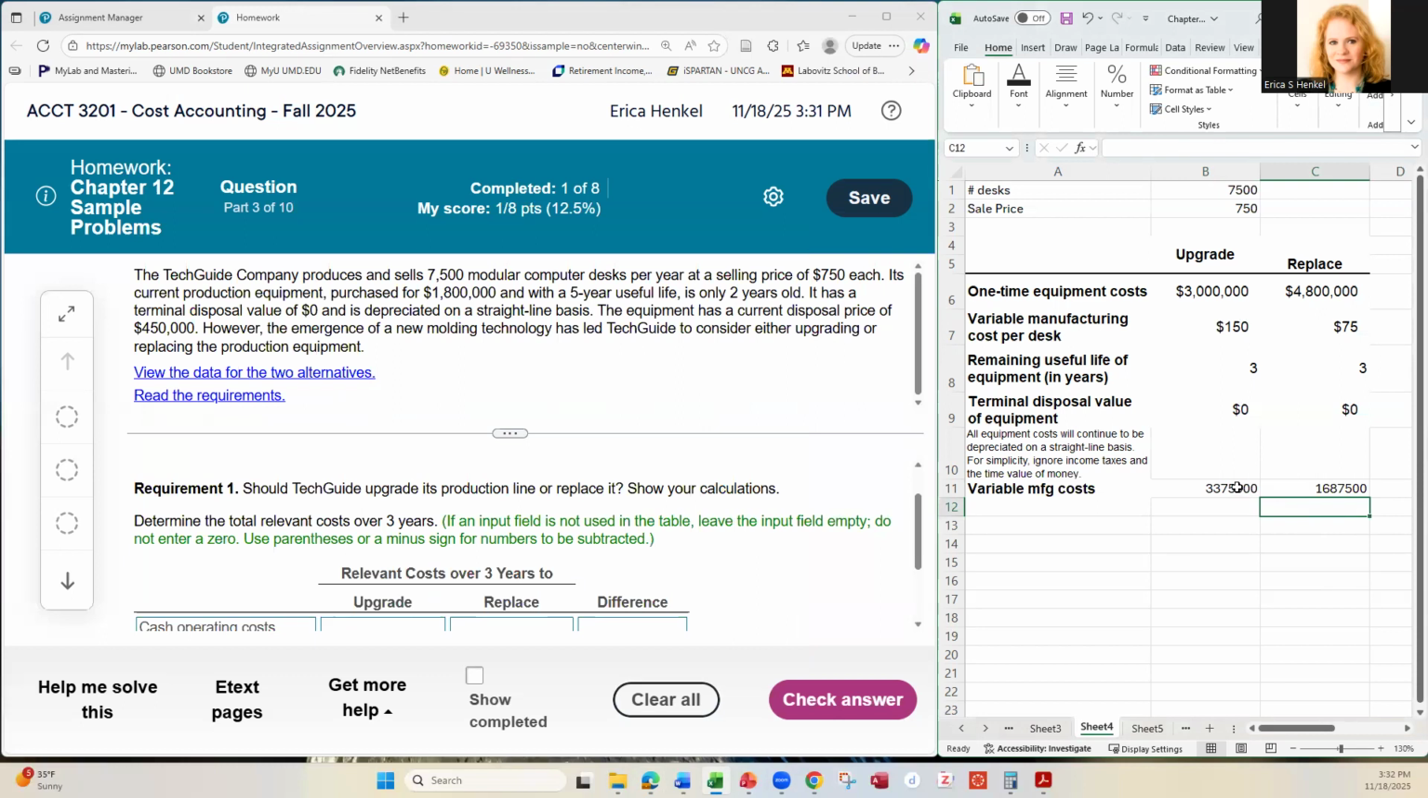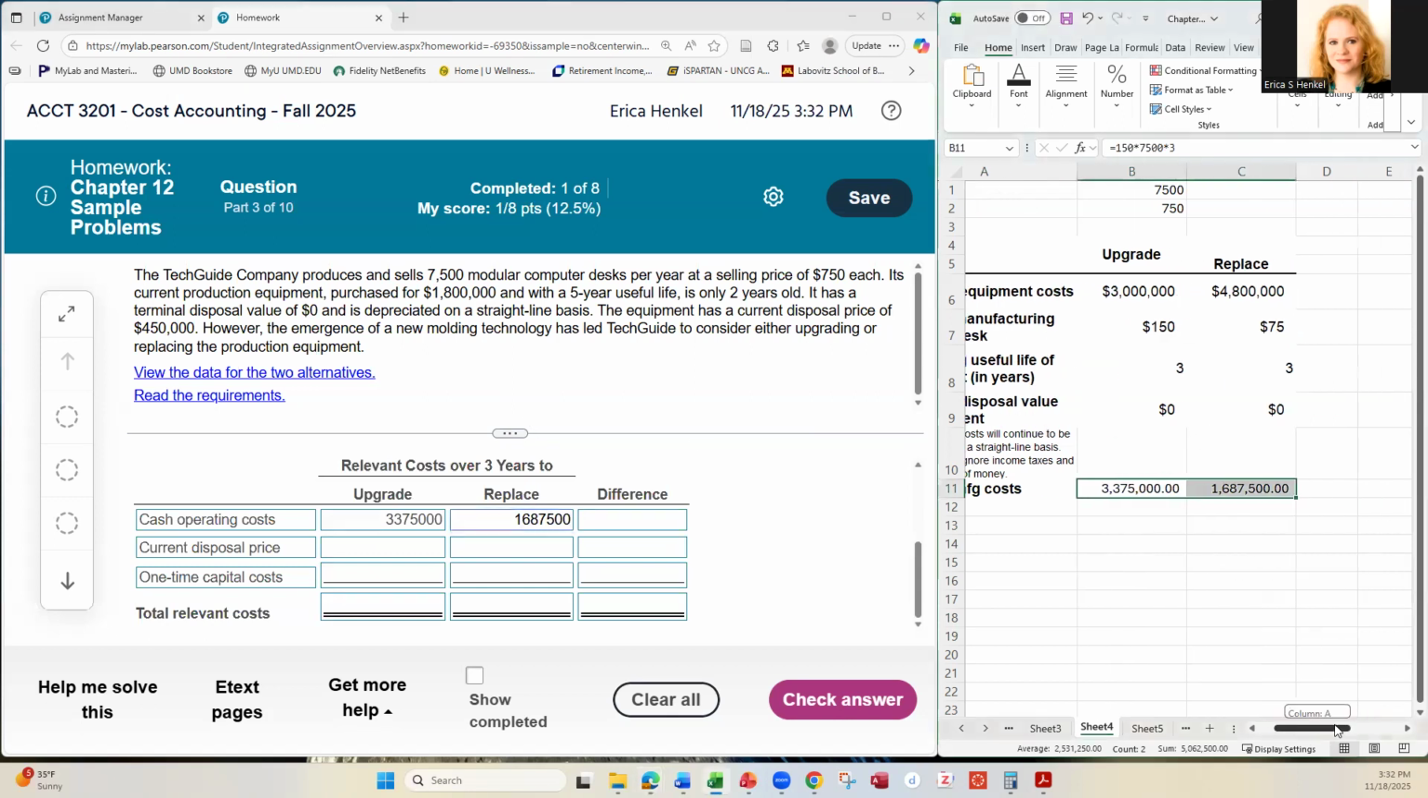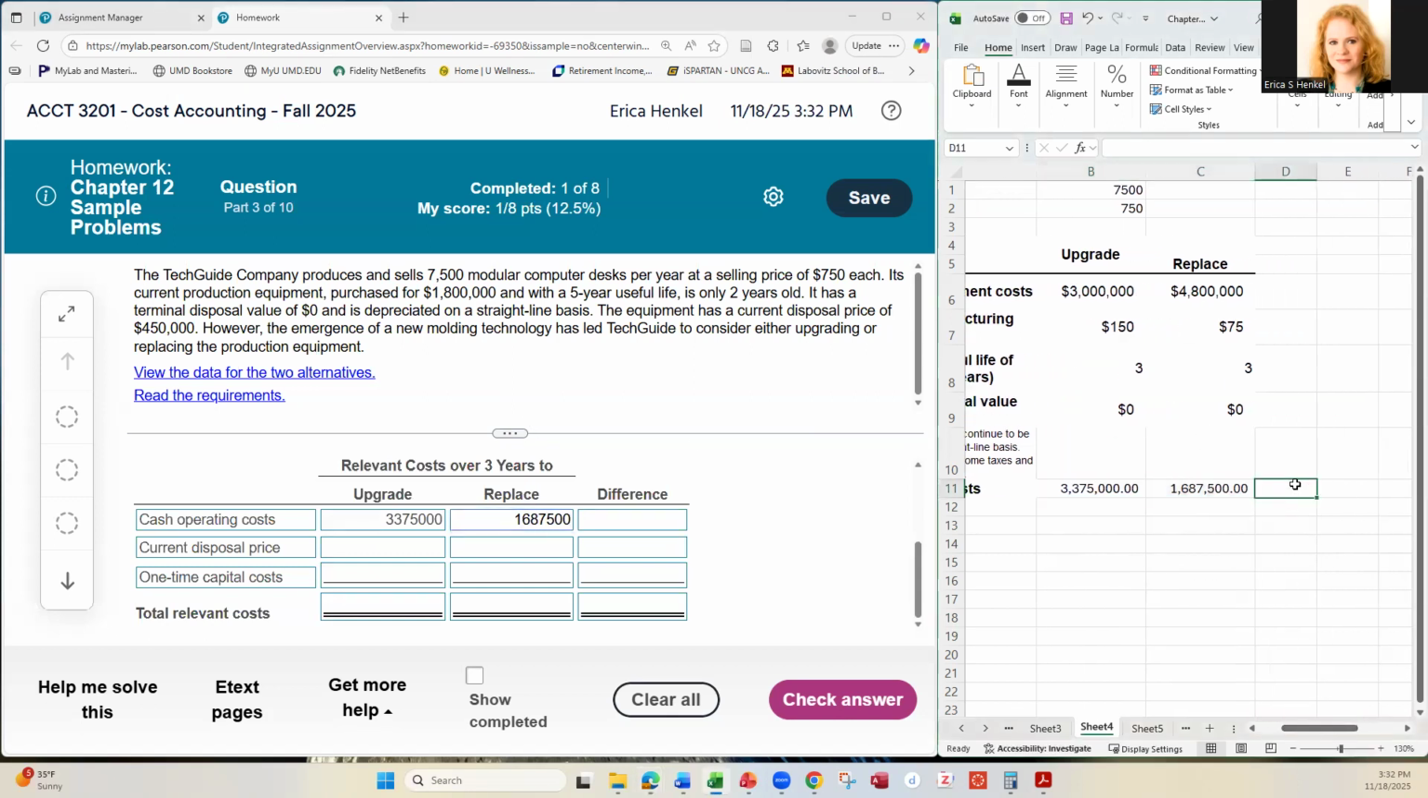All right, so let's put some commas in here so we can read this. There we go. All right, so in terms of cash operating costs, 3,375,000 for replacement, 1,687,500. So the difference there is, so it's basically half. Yeah. Okay.